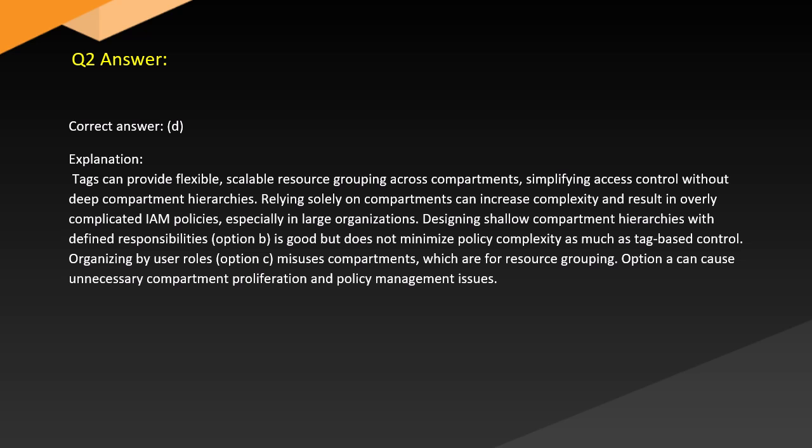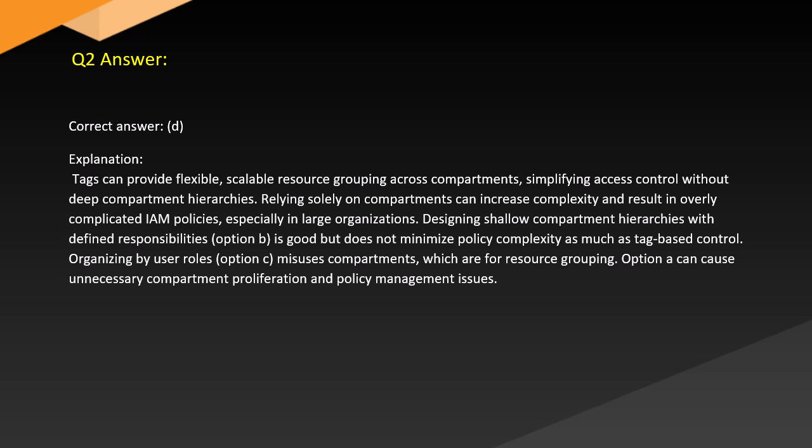Answer. Correct answer: D. Explanation. Tags can provide flexible, scalable resource grouping across compartments, simplifying access control without deep compartment hierarchies. Relying solely on compartments can increase complexity and result in overly complicated IAM policies, especially in large organizations.